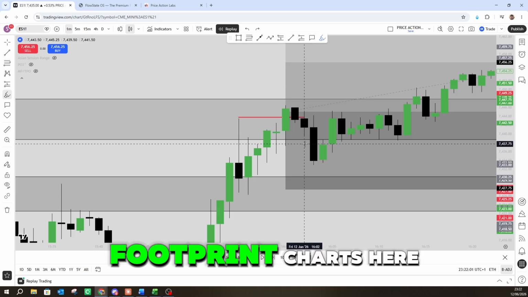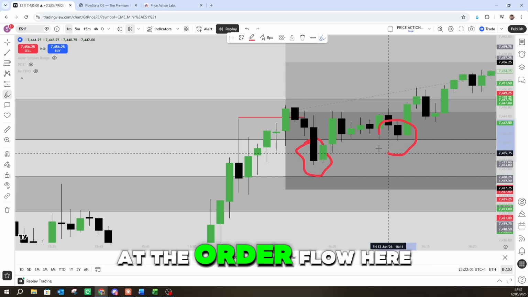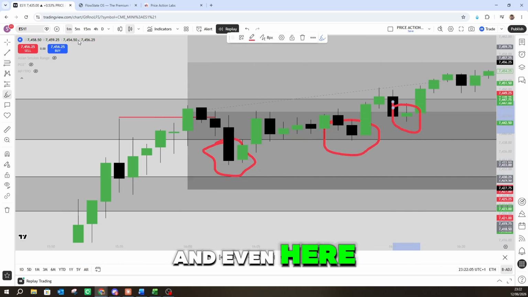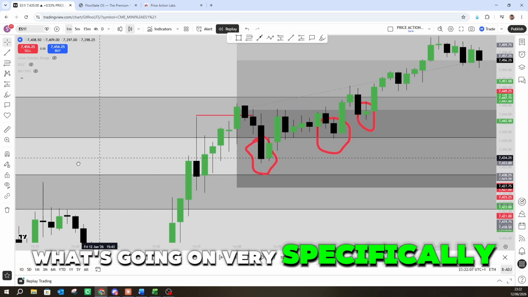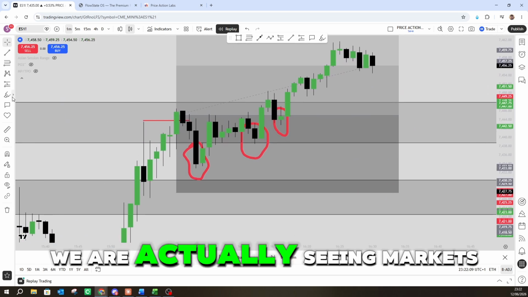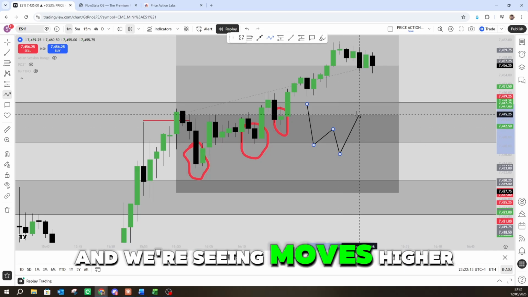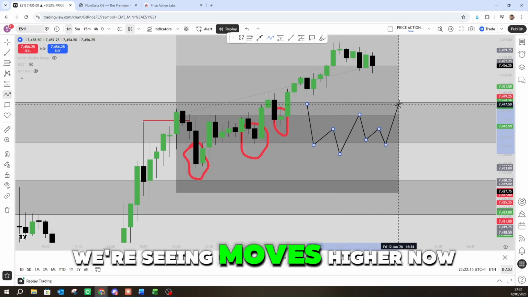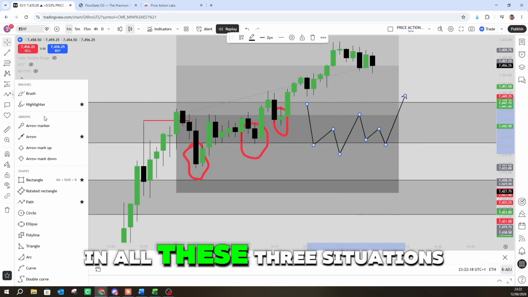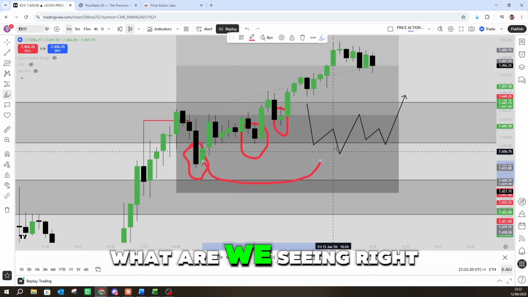If we look at the footprint charts here, for example, and we look at the order flow here, and even here, what's going on very specifically is this, right? We are actually seeing markets coming back in, and we're seeing moves higher. Now, in all these three situations, what are we seeing, right?